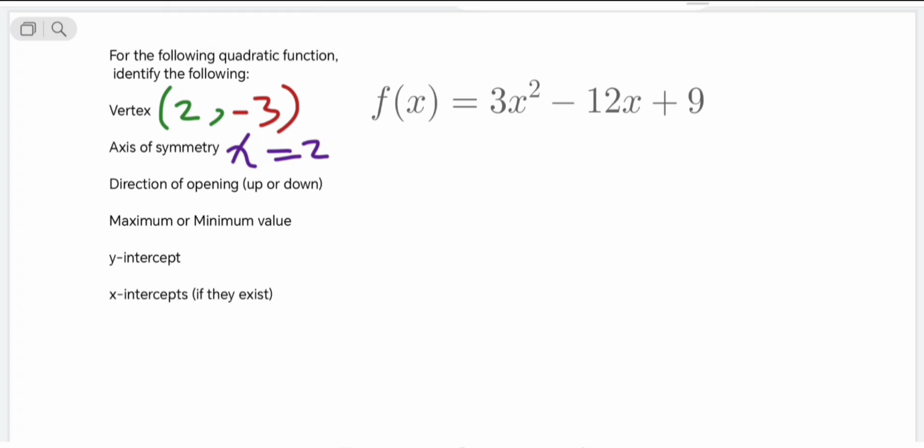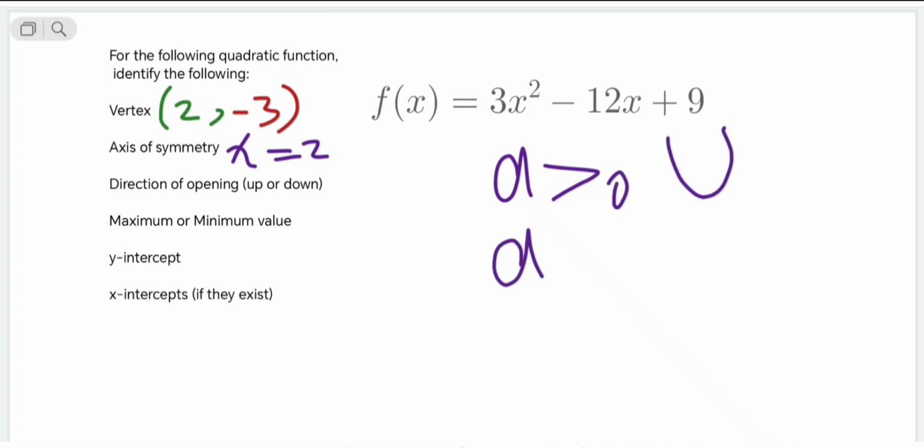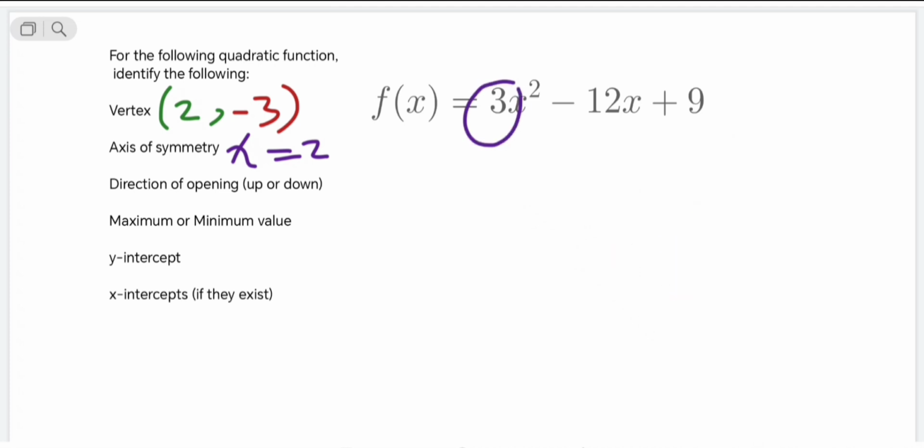Now, does the graph open up or down? As I told you, if a, the coefficient of x squared, is positive, the graph opens up. If a is less than 0, it opens down. Now a is positive, so it opens up. Okay.